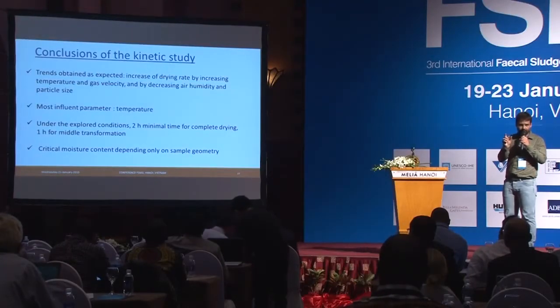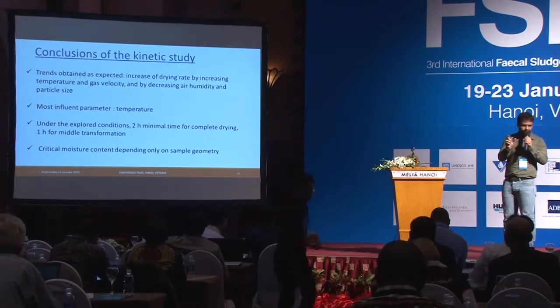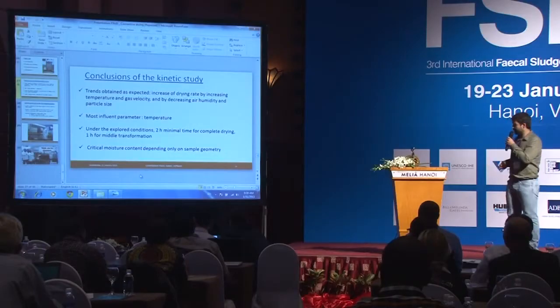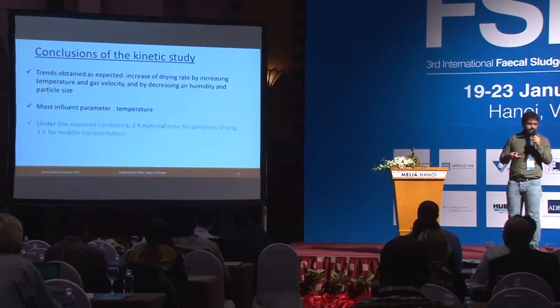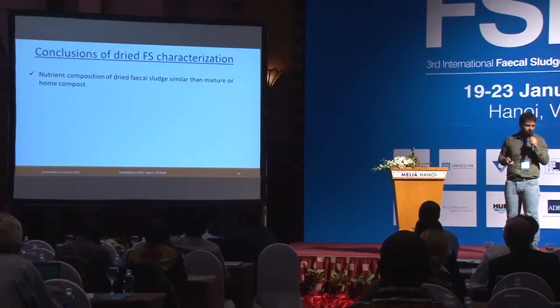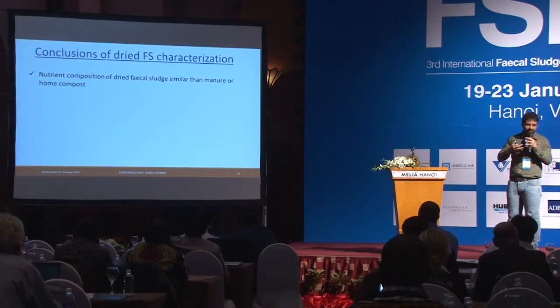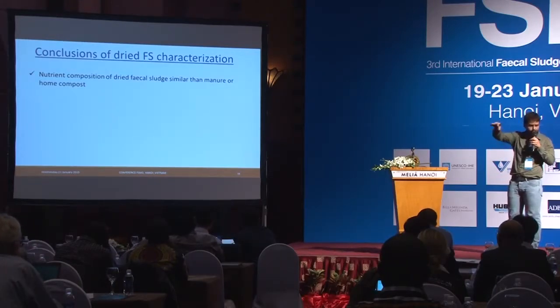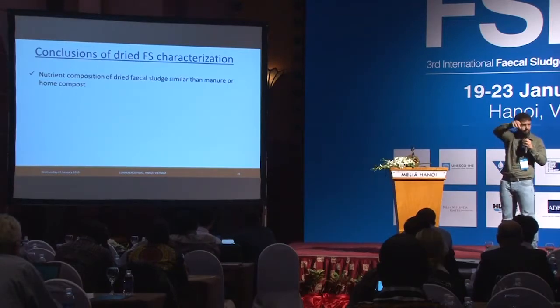And the critical moisture content is an important variable because, as I repeat, it is during the constant rate period that the engineers can easily control the process. It depends on the geometry of the faecal sludge. Concerning the conclusions of the characteristics of the faecal sludge, first of all, the nutrient composition of dry faecal sludge is similar to manure and home compost. So we can say that it could be used in agriculture, as a fertilizer or soil conditioner. Its phosphorus content is considerable, not so high, so it's better to use it in the local area or areas close to the source.